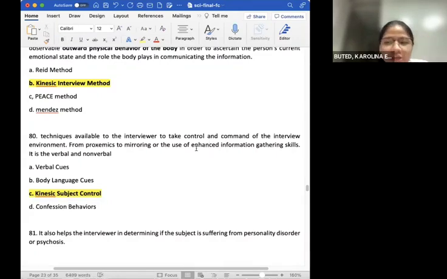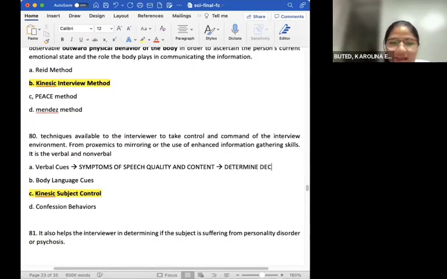It is the identification ng symptoms ng speech quality kung ang tao ay nagsisinungaling or hindi through the use of his or her voice or kanyang speech. Okay? Ang tinitingnan natin dito ay symptoms of speech quality and content, right? In order to determine if there is a deception, kung siya ay nagsasabi ng totoo or hindi. Body language cues naman, okay, in order to determine the deception, ang tinitingnan naman natin dito ay yung kanyang body language or galaw ng kanyang katawan.